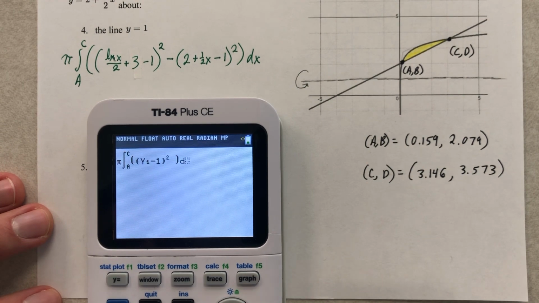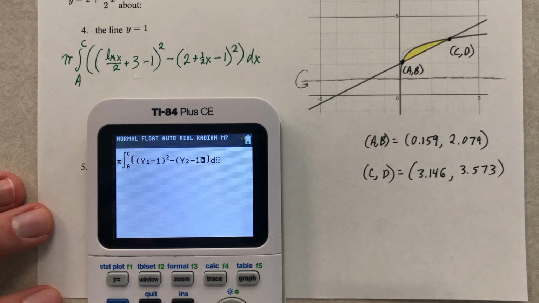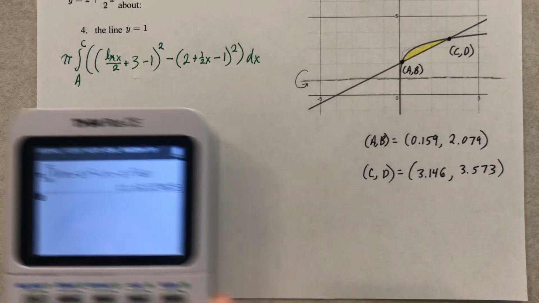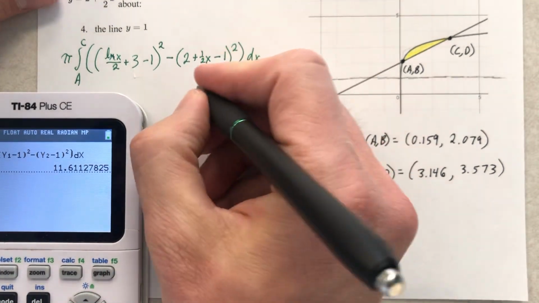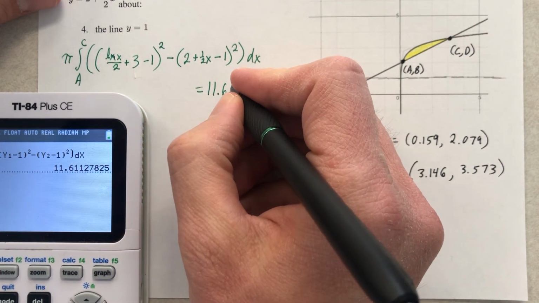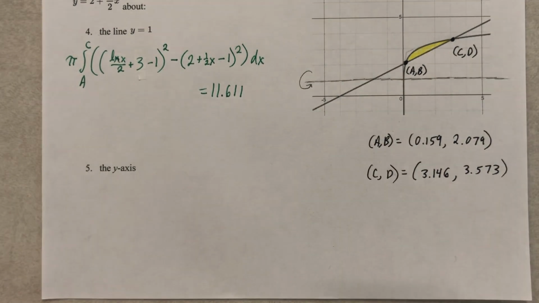y1 minus 1, and we'll square that, and then minus, parentheses, y2 minus 1, and we'll square that, and then dx. It takes it a minute, still faster than I could do it. And we have 11.611. There we go.